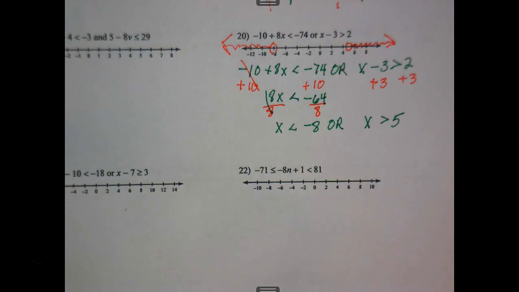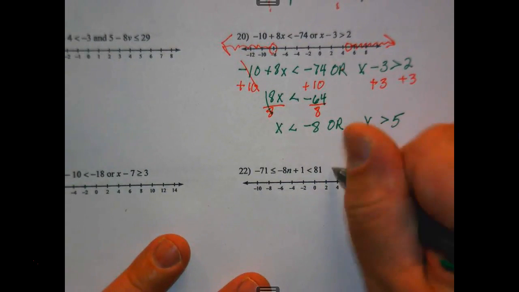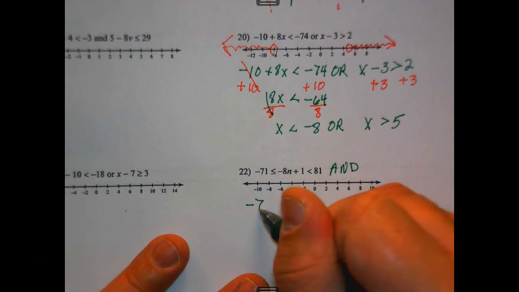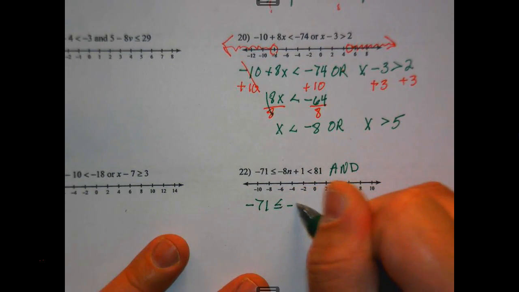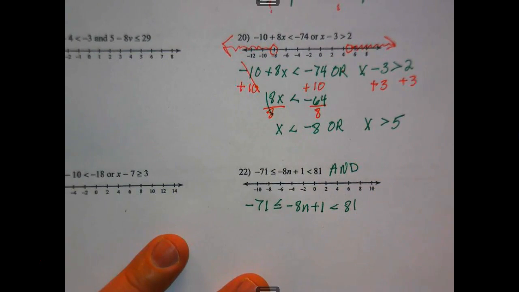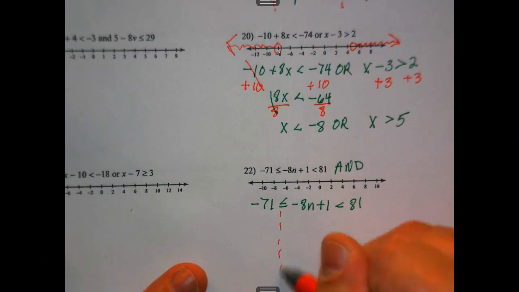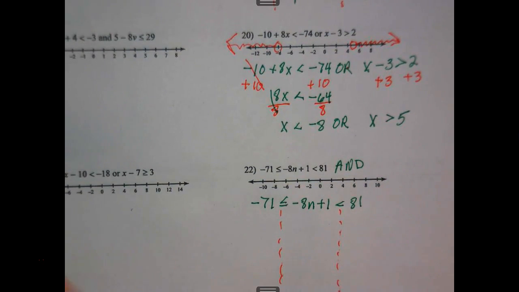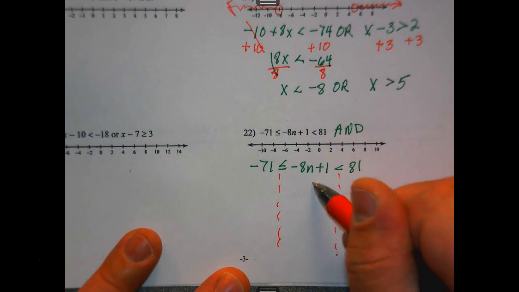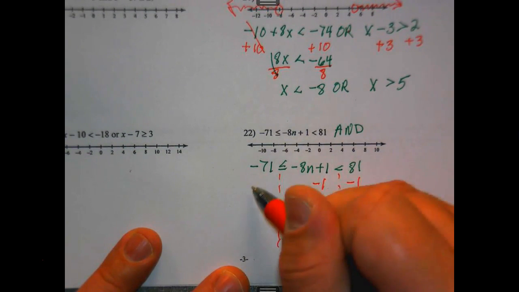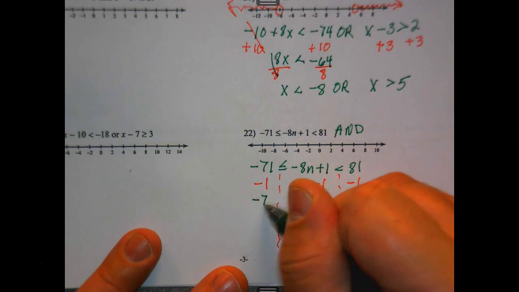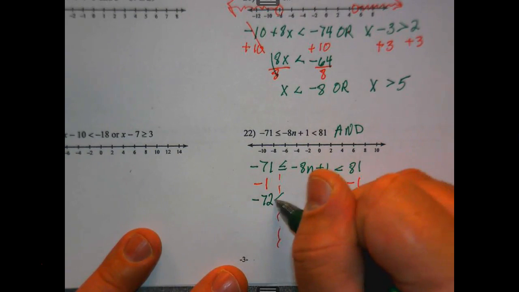22 is one of those condensed ones. So this is an and problem. Negative 71 is less than or equal to negative 8n plus 1, less than or equal to 81. Okay, I'm going to subtract 1 from both inequalities. So I get negative 72. I'm subtracting 1, so signs stay the same.